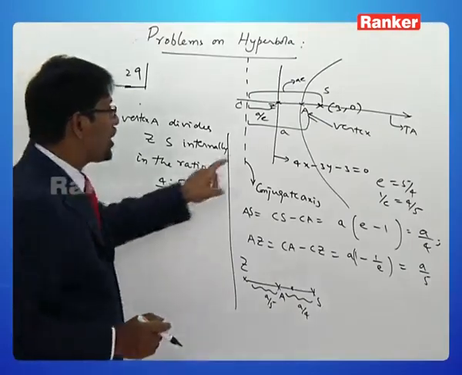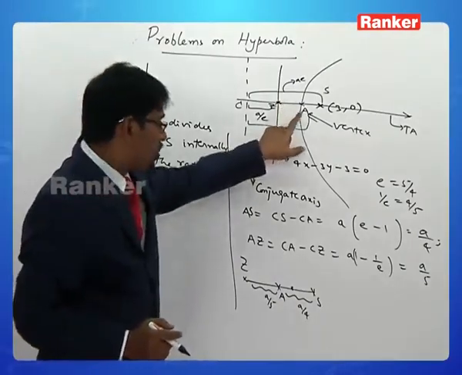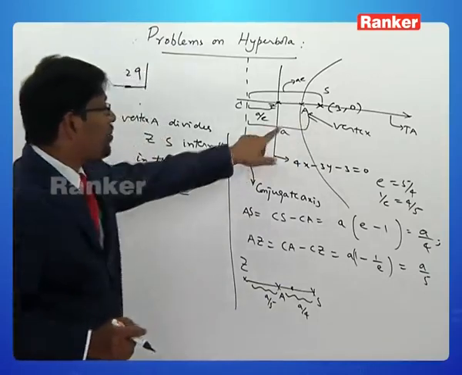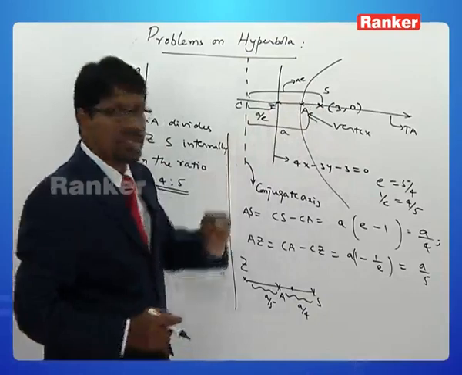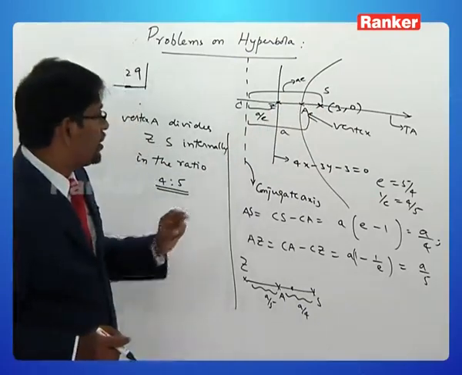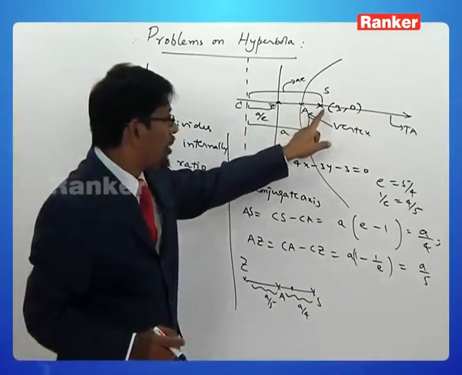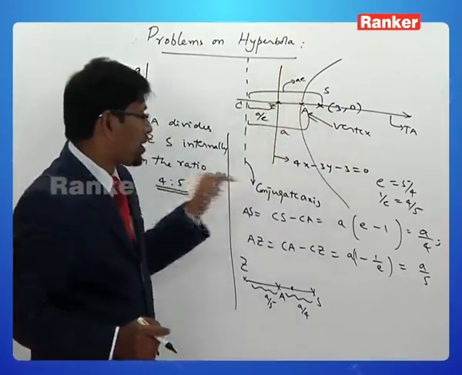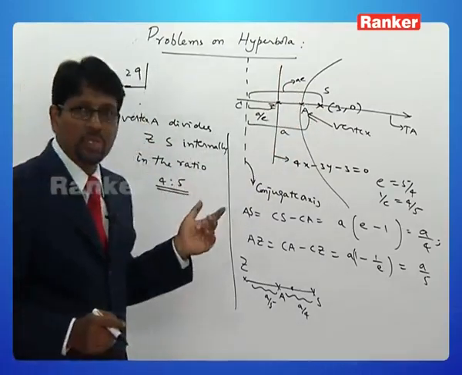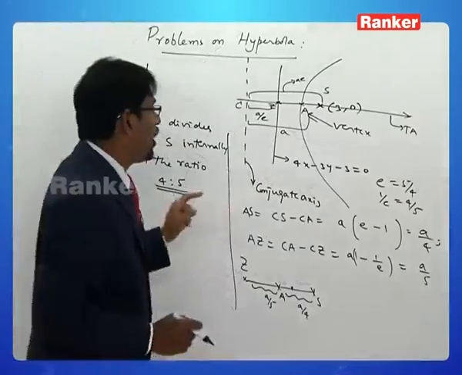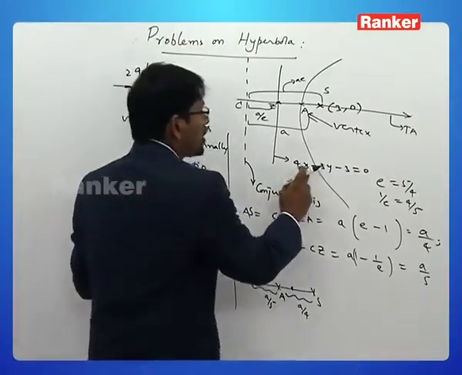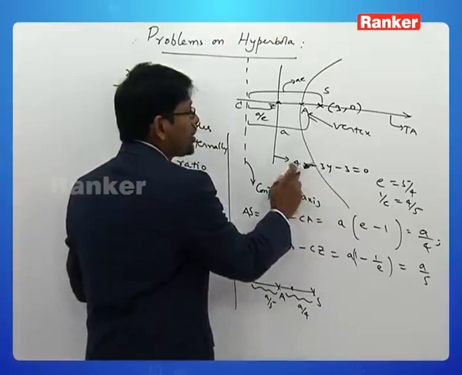So I need to find out this point A. But to find that point A, we will find out the point Z first. What is that Z? The foot of the perpendicular from the focus to the directrix. Either I can directly use the foot of the perpendicular formula, or I write the transverse axis. How do we write the transverse axis? The transverse axis is perpendicular to the directrix.